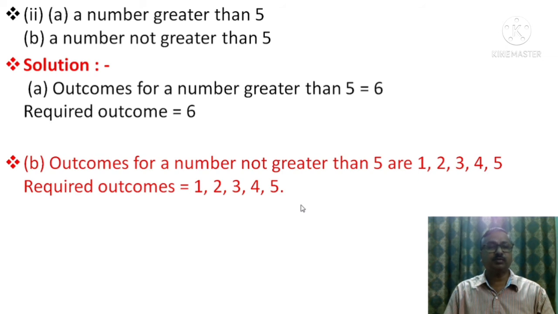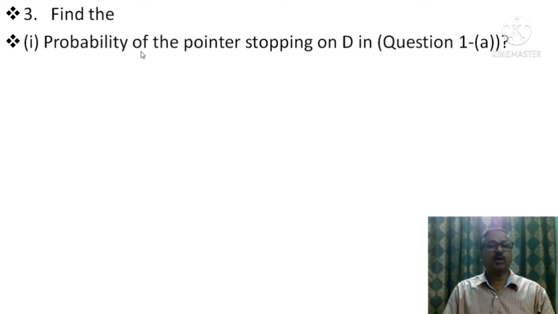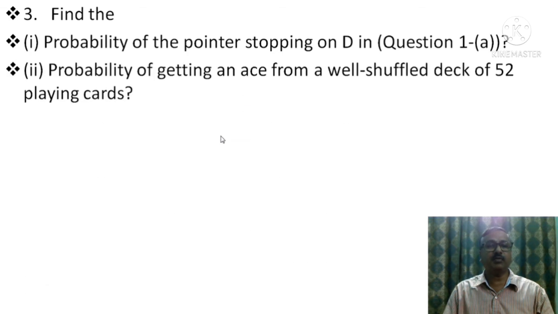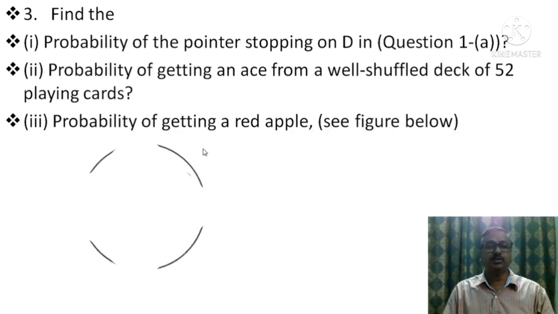Now move to the next question. Question number 3. Find the probability of the pointer stopping on D. In question number 1, whatever wheel was given, there are 5 sectors A, B, C, D, E. So here the question is about probability. Now what is probability? Favorable outcomes divided by the total number of outcomes.